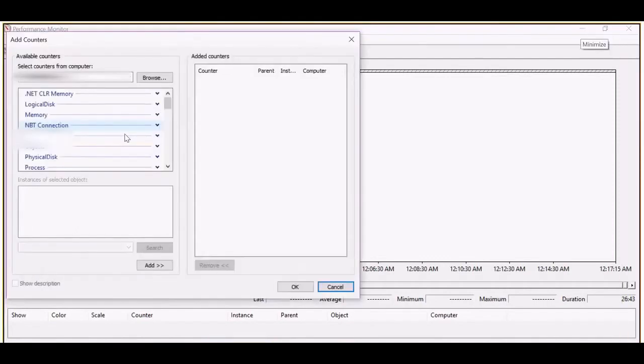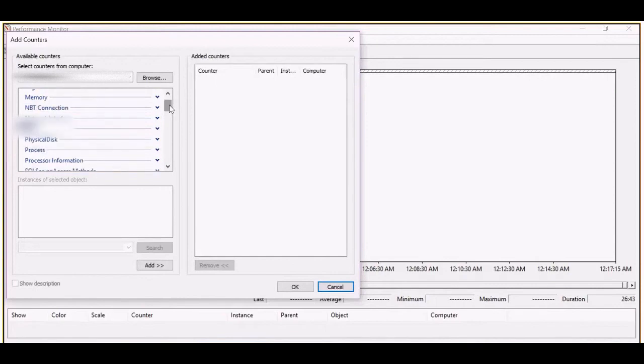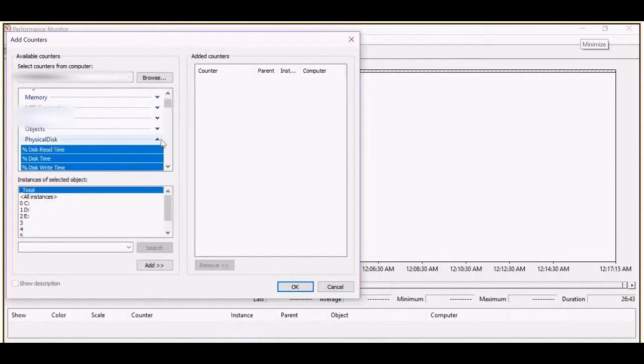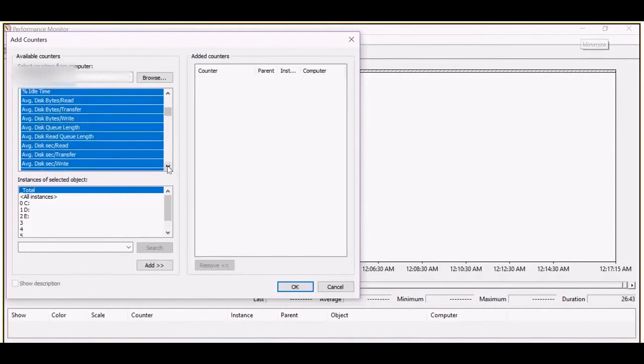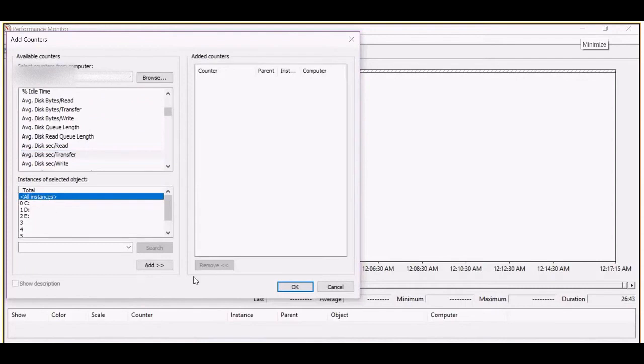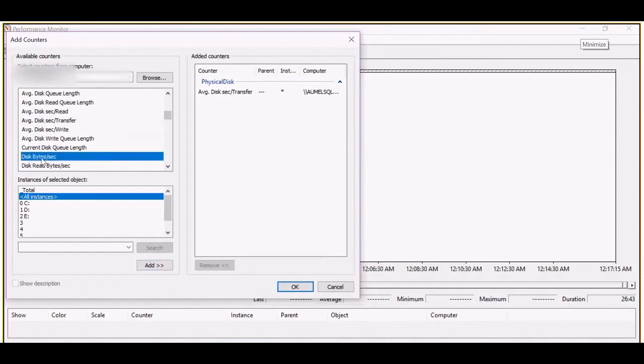Now, for the counters, Todd will interject, because everybody has their preferences and things they like to look at. But for SQL Server, if you have reason to suspect there's a problem with storage being slow, you want to look at physical, not logical. The counter I grab is average disk seconds per transfer. I want to grab all instances and say add. And I also want disk bytes per second.